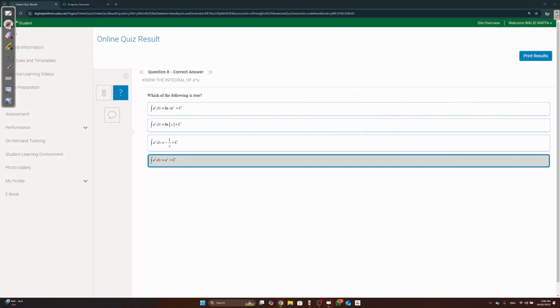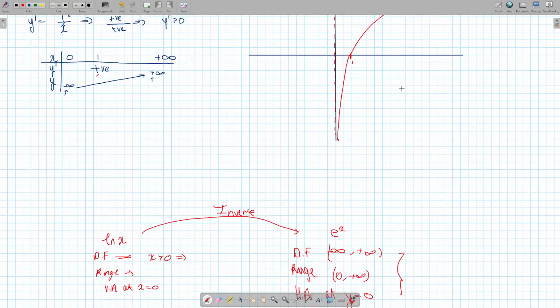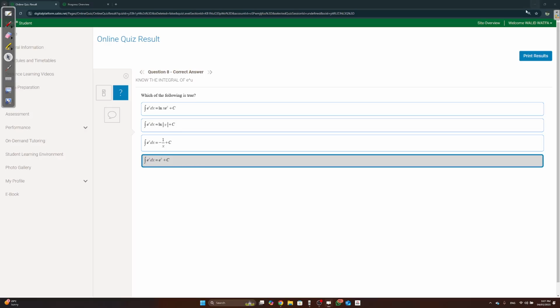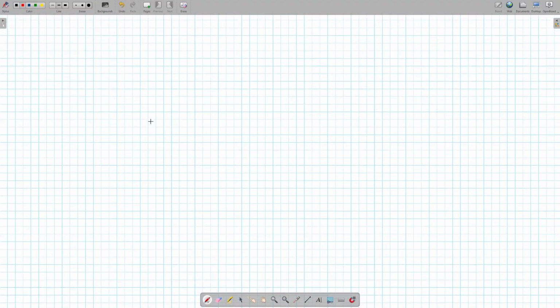Question 8. I told you that the derivative of e to the power of x is also e to the power of x. Let's say you want to anti-derive. Isn't that integration? Isn't that just reversing it? So that means the integral of e to the power of x dx is also going to be equal to e to the power of x plus c.